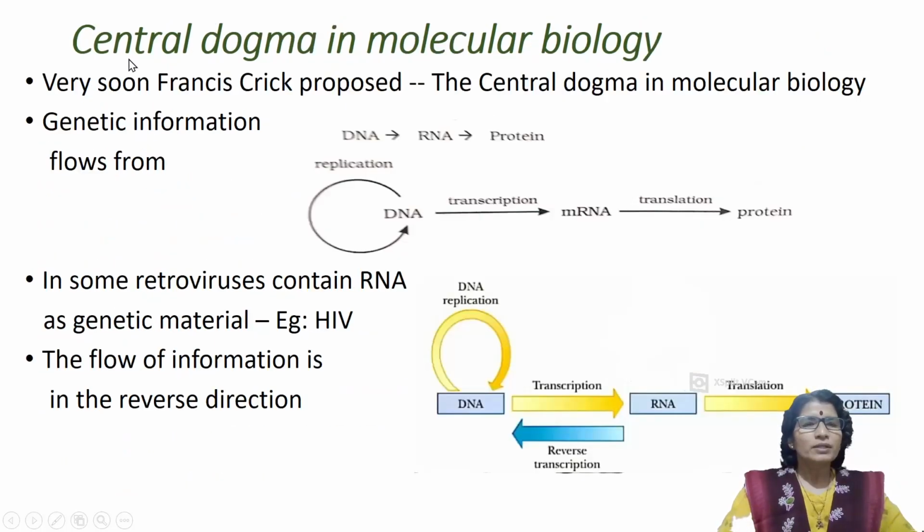After the discovery of DNA, very soon Francis Crick proposed the central dogma theory in molecular biology. According to this theory, genetic information flows from DNA to RNA, and RNA to protein. Most living organisms have DNA as their genetic material. In those organisms, the DNA undergoes replication, and by the process of transcription produces mRNA, messenger RNA. Three types of RNAs are present: mRNA, tRNA, rRNA.